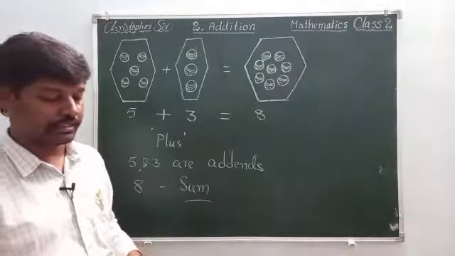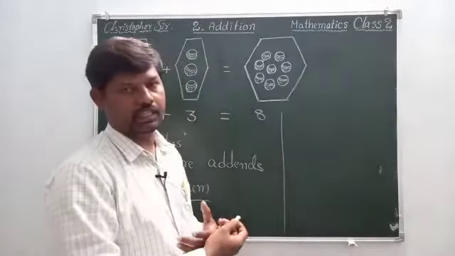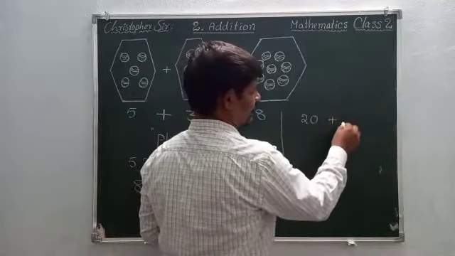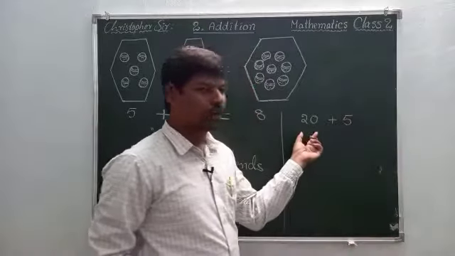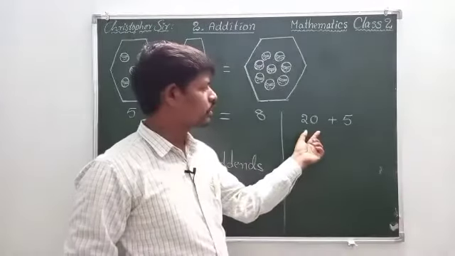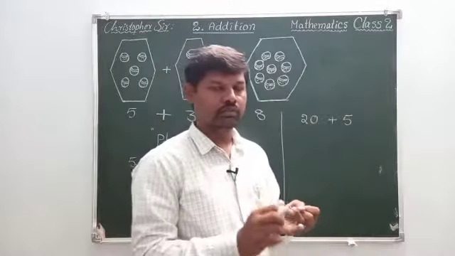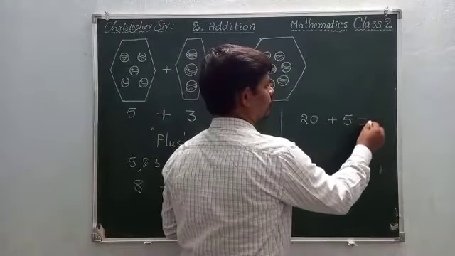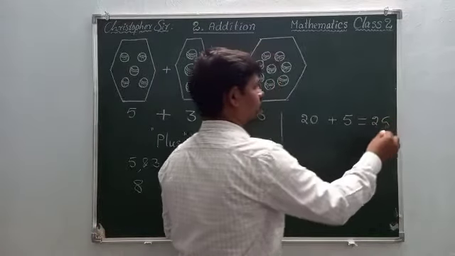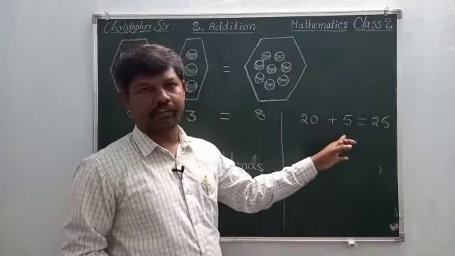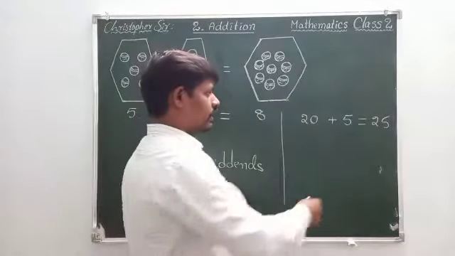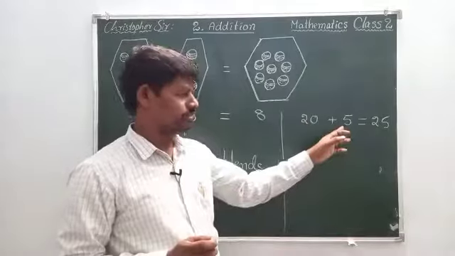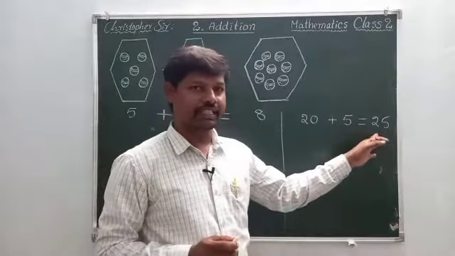Let us see some more examples. Observe here clearly. 20 plus 5. After 20 we have to add 5: 21, 22, 23, 24, 25. So what is the sum? 25. So here 20 and 5 both are addends and 25 is the sum.